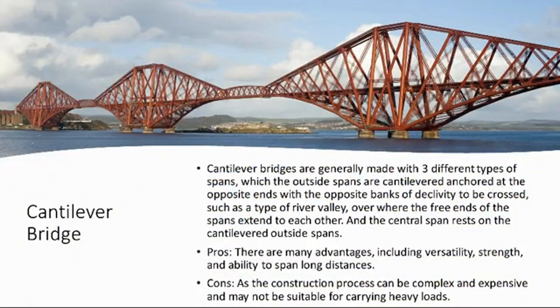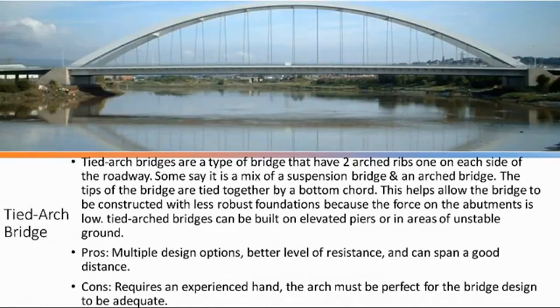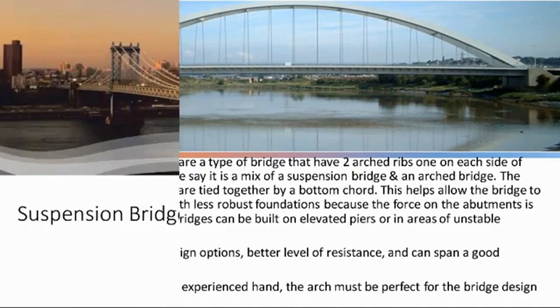Cantilever bridge. Pros: versatility, strength, and span long distances. Cons: complex, expensive, and bad for heavy lifting. Tied arch bridge. Pros: multiple design options, a better resistance, and can span a good distance. Cons: requires an experienced hand. The arch must be perfect for the bridge design.